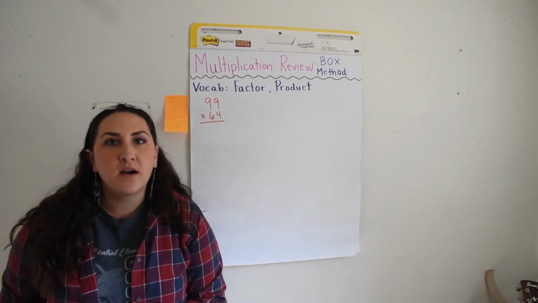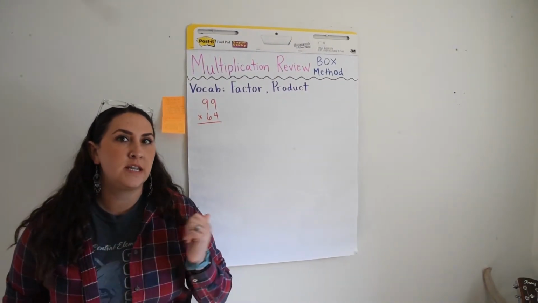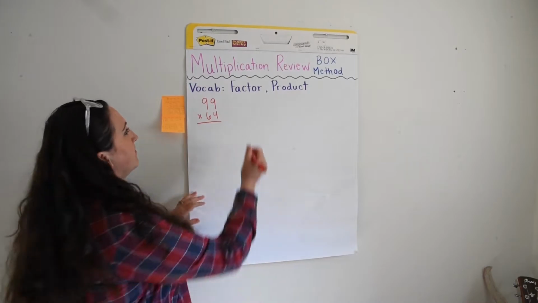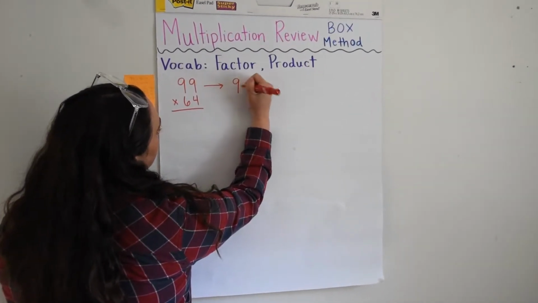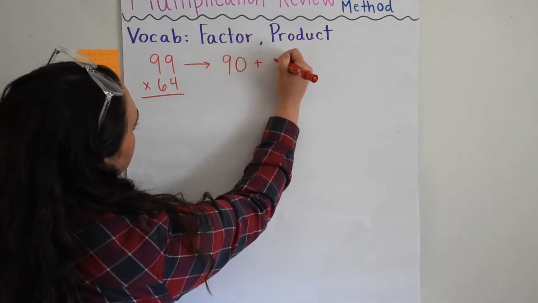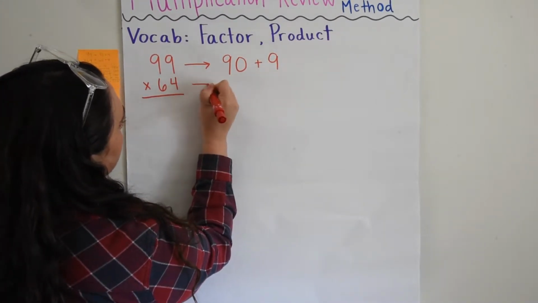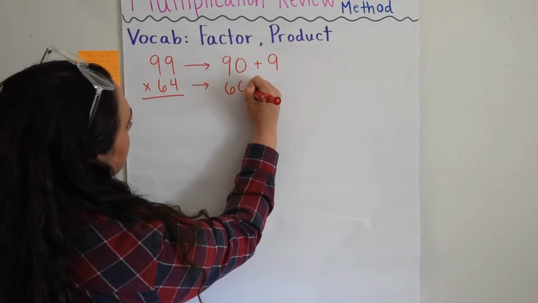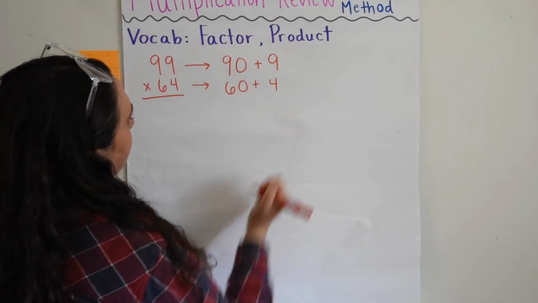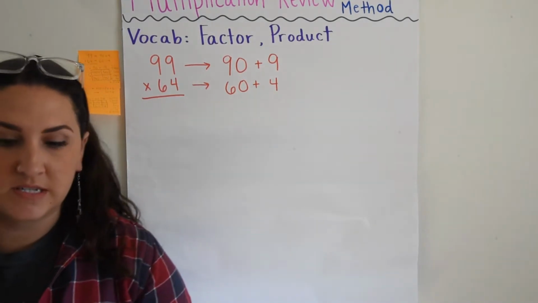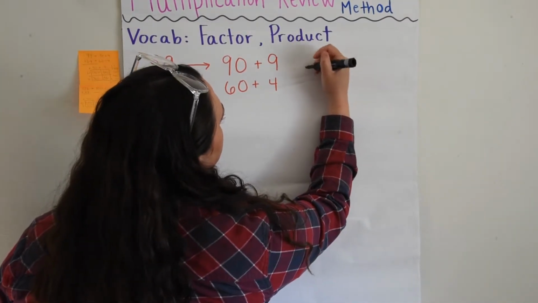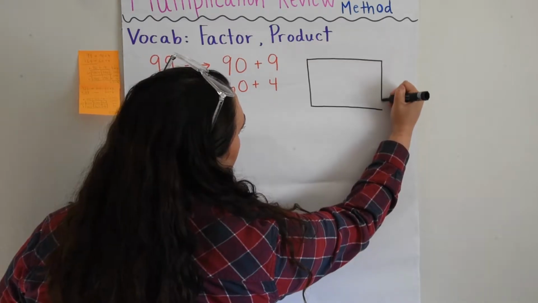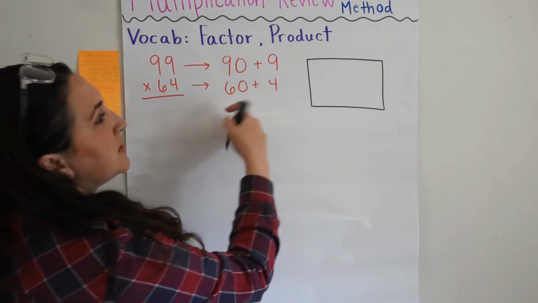When we're using the box method, the first thing we need to do is take our numbers and expand them. 99 is 90 plus 9, and 64 is 60 plus 4. So now that we have our numbers expanded, we're going to throw them into the box. Start by creating a box. Now we're going to take our numbers and plug it in.